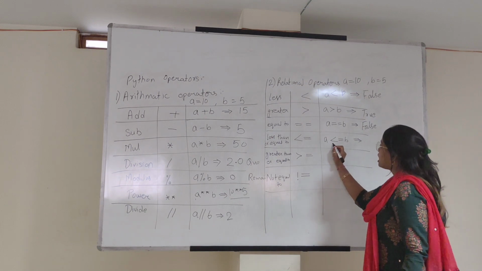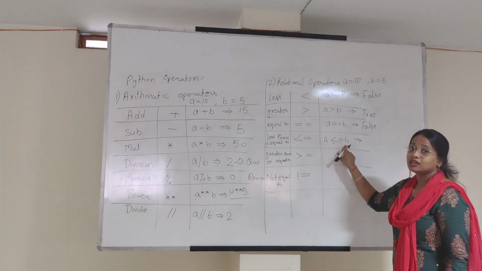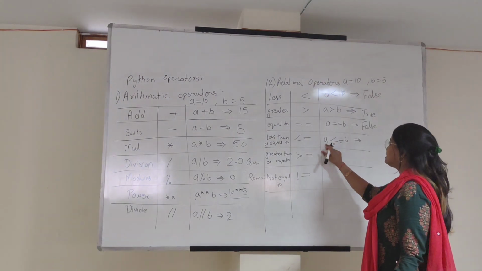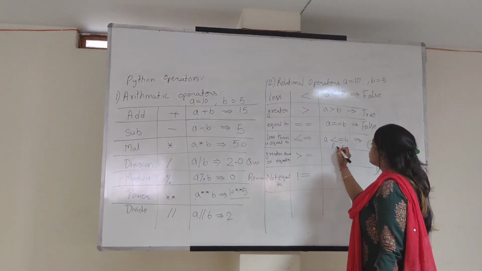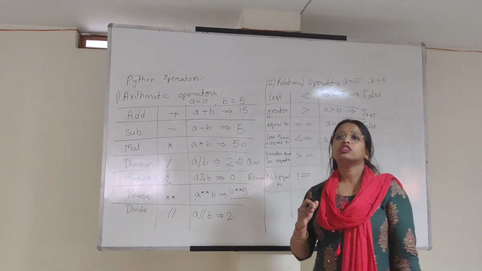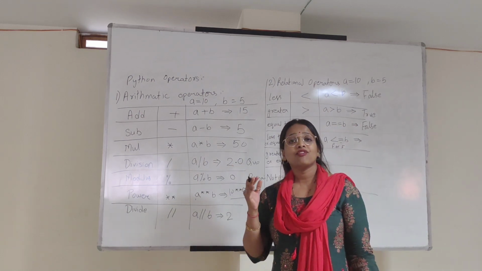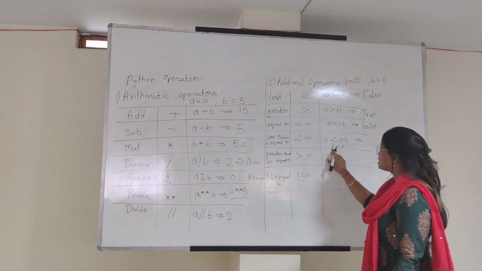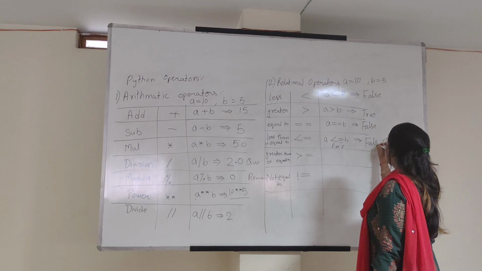It will check the answer for this and the answer for this. Is A less than B? No, so the answer is false. Is A equal to B? No. Both are false. So here you perform the OR operation. OR operation means if both the conditions are false, then it will be false. If any of the conditions is true, then the answer will be true. But in this situation both the conditions are false, so here the answer will be false.